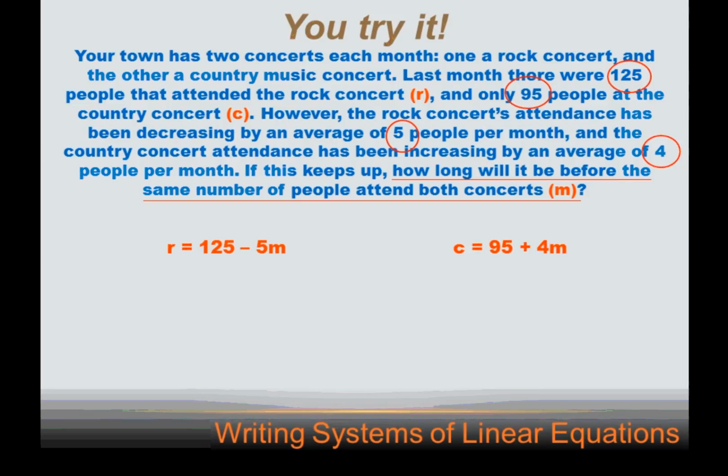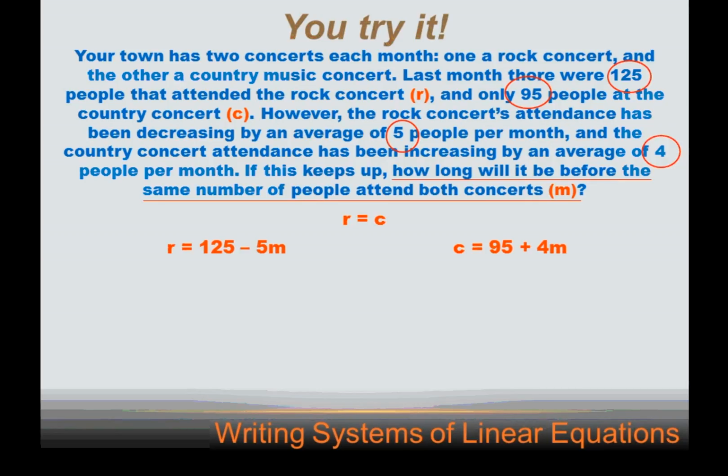Now I also know at the country concert the attendance is increasing. It was 95, but it's increasing by 4 per month. So C equals 95 plus 4M. Well, now I've got 2 equations. And I'm trying to solve for when the number of people at the rock concert equals the number of people at the country concert. That's the question. It says, how long will it be before the same number of people attend both concerts? When will R, the number attending the rock concert, equal C, the number attending the country concert?